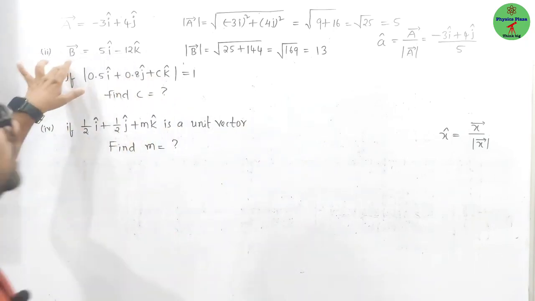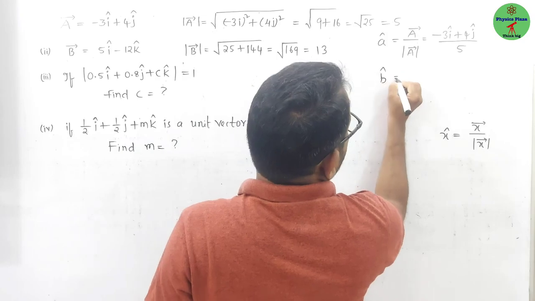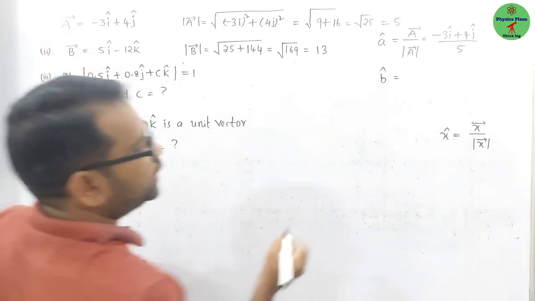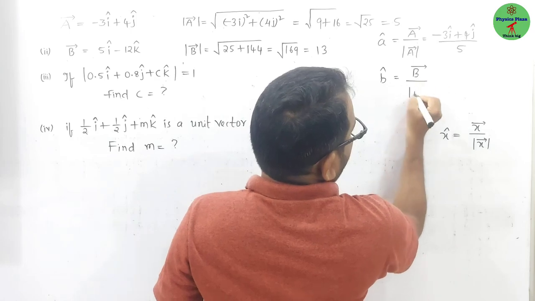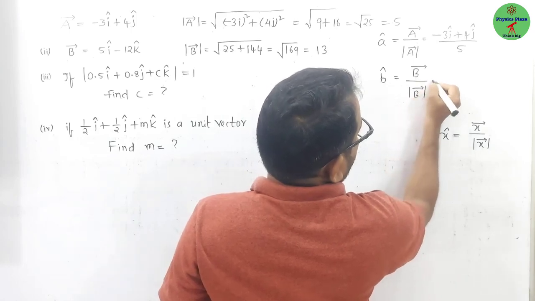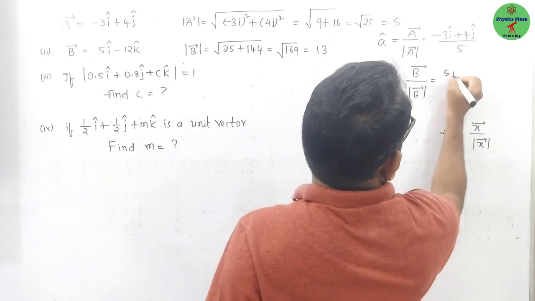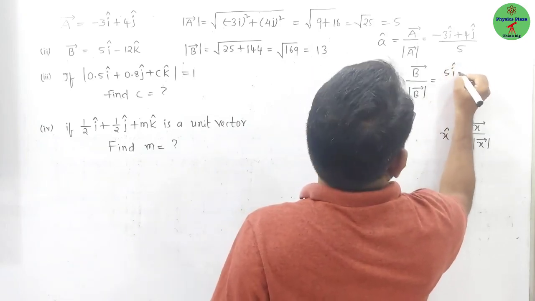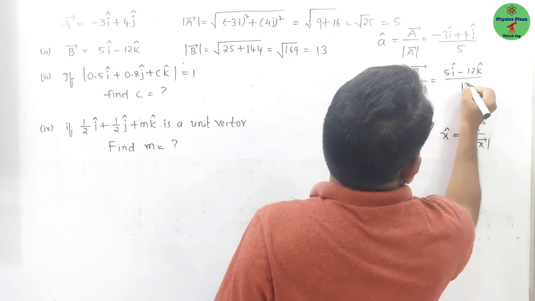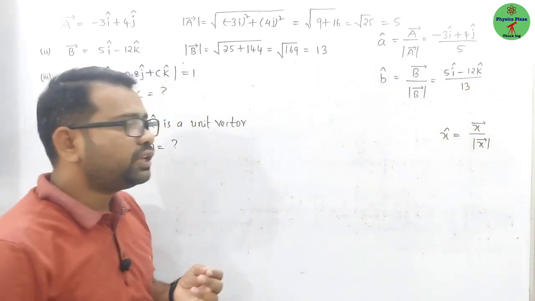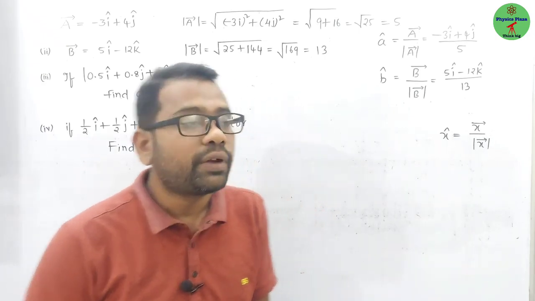Now let b cap be the unit vector of this vector, then it is going to be vector by its own magnitude. So this will be how much? 5 i cap minus 12 k cap by 13, children. So this is how we can calculate the unit vector of a given vector.